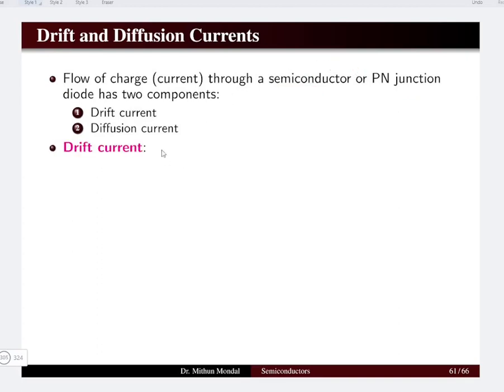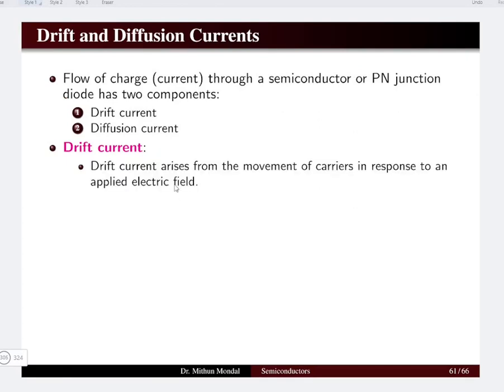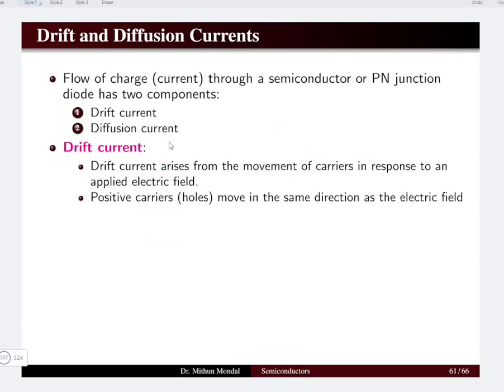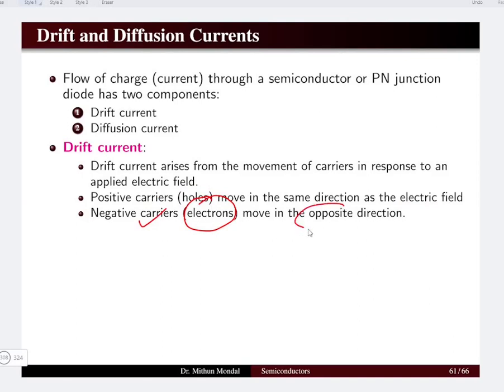So what is drift current? Drift current arises due to the movement of the carriers. Carriers are the charged particles, and you apply an electric field. This electric field will come from the voltage. So when you apply the supply voltage or the electric field, there will be some carriers, which will result in the current known as the drift current. Now the carriers can be holes, which are the positive carriers. When you apply an electric field, they will move in the same direction. Whereas when the carriers are electrons, that is the negative carriers, they will move in the opposite direction of the applied electric field.